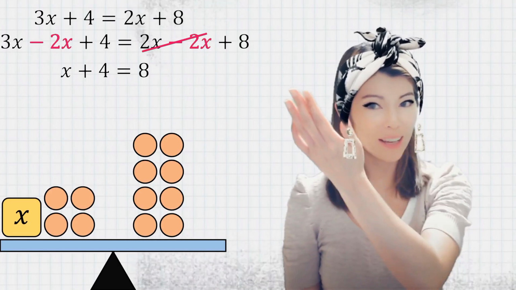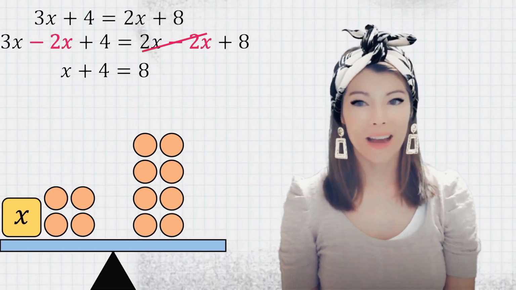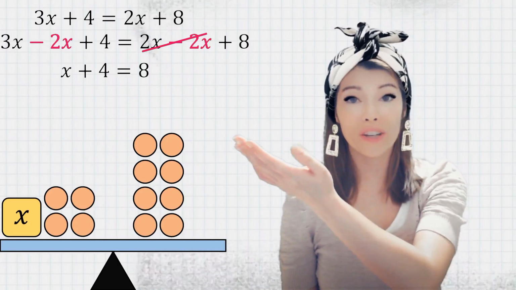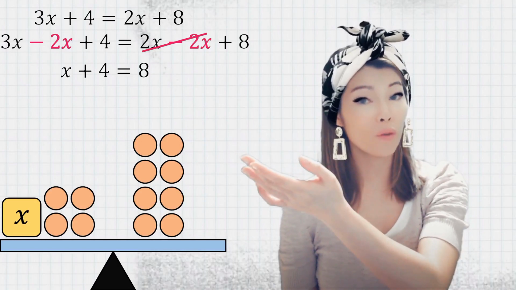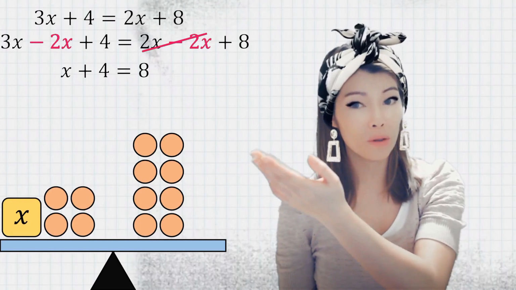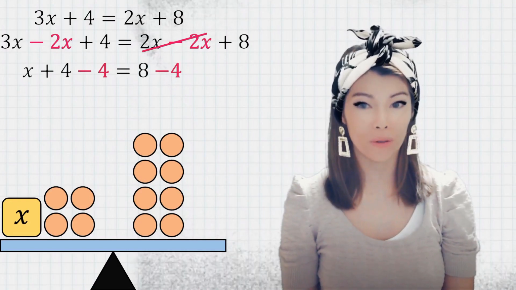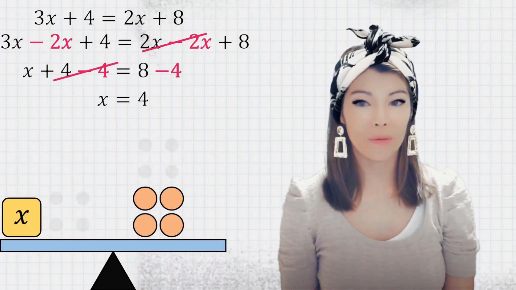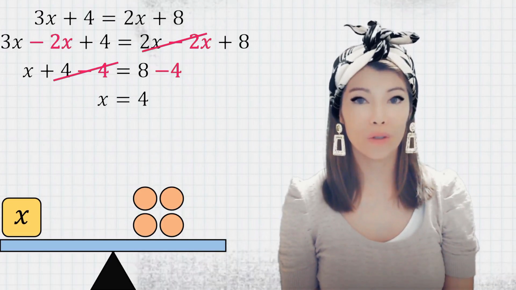Just double check. So now what do we do? We get rid of the 4, we have minus 4, and looking at the equation it makes sense. What's the opposite of plus 4, or the inverse of plus 4, or the undo of plus 4? It would be minus 4. So we get rid of 4 on both sides, and now we have x is equal to 4.